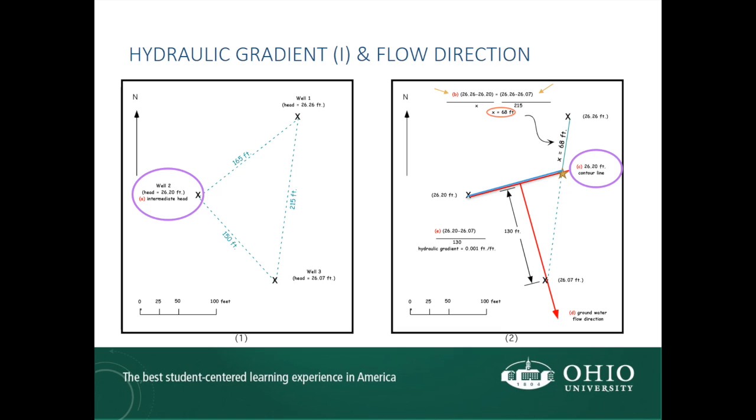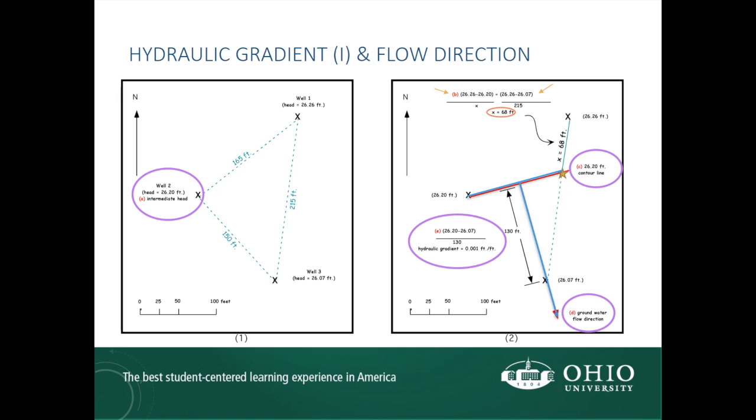We can determine the flow direction by drawing a line perpendicular to this contour that goes through the well with the lower elevation. In this case, the line will point down and pass through well 3, since well 3 is at a lower elevation than well 1.